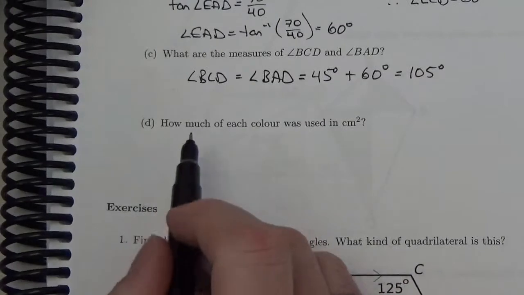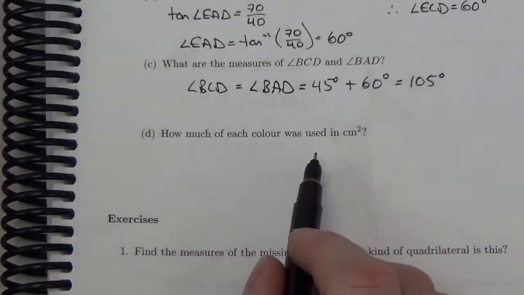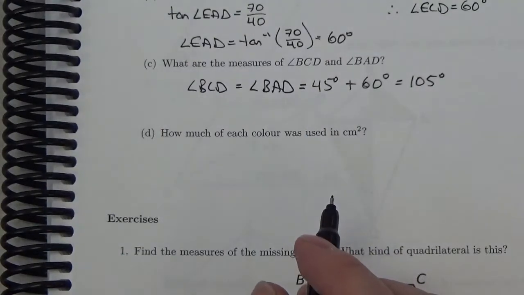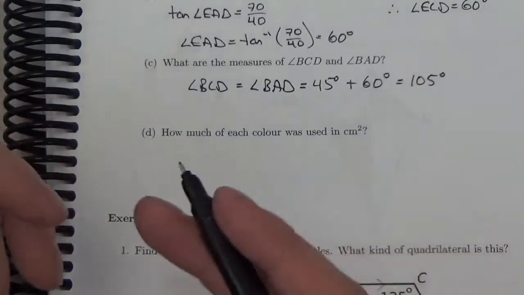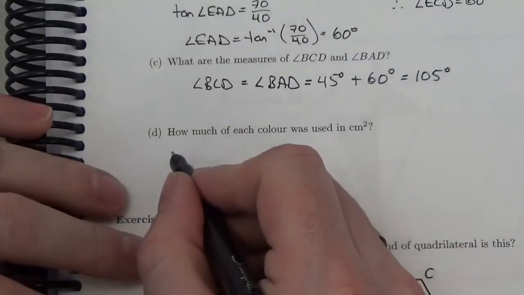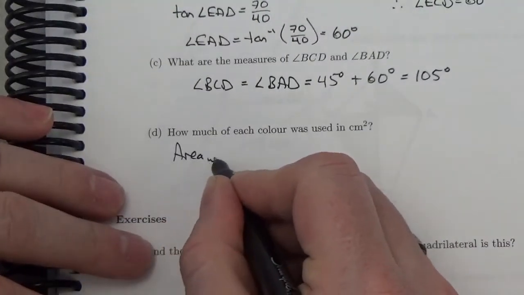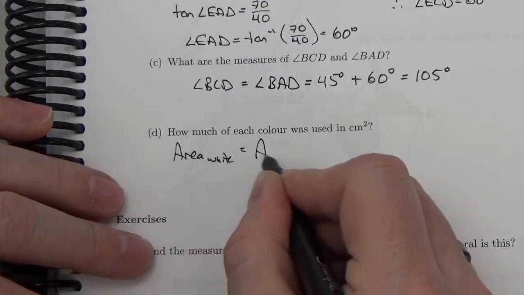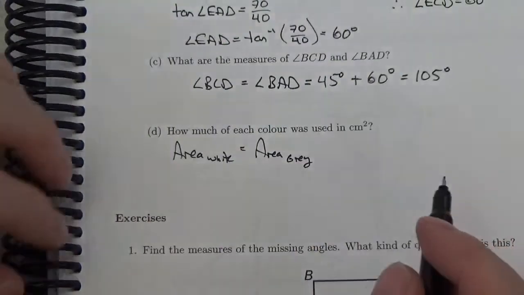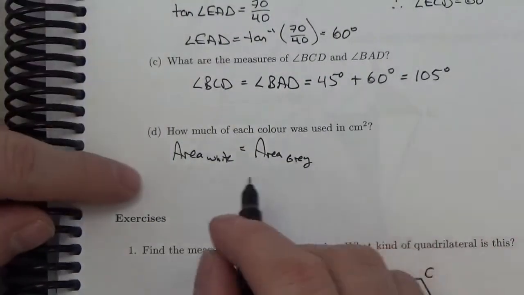Now, the last question here is how much of each color was used in centimeters squared? Well, what I'm asking you to do here is to come up with the area of the white and the gray. Now, they're going to be the same. So the area of the white will equal the area of the gray. So we just got to pick one. So let's pick the white one here.